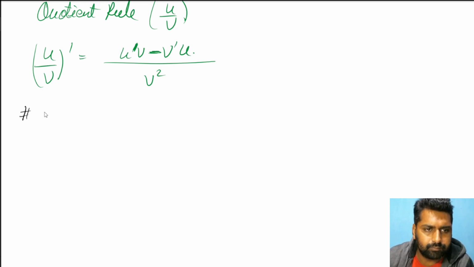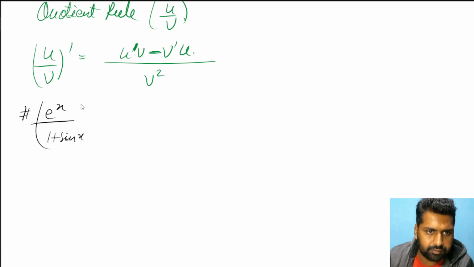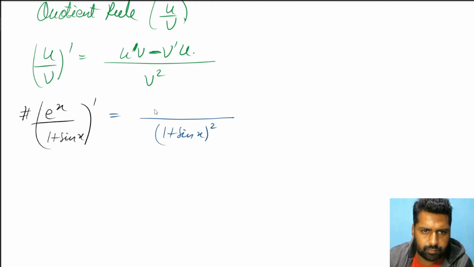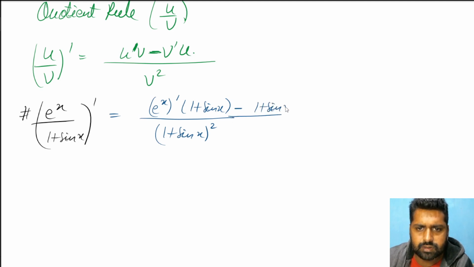Let's see the example. E raised to power x upon 1 plus sine x. We have to differentiate this. So denominator square, so 1 plus sine x whole square. Don't open unless you think it can be simplified or it will help you to solve something, which usually doesn't. So keep it in the factorized form. Now let's write down the numerator. Differentiation of numerator first, 1 plus sine x as it is, minus, then do the reverse, 1 plus sine x differentiation, e raised to power x as it is.